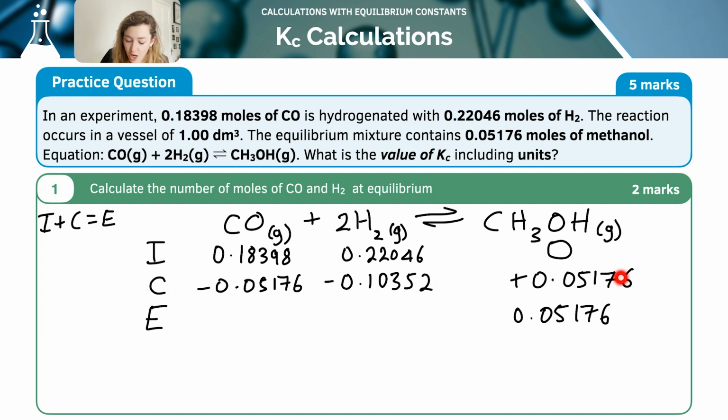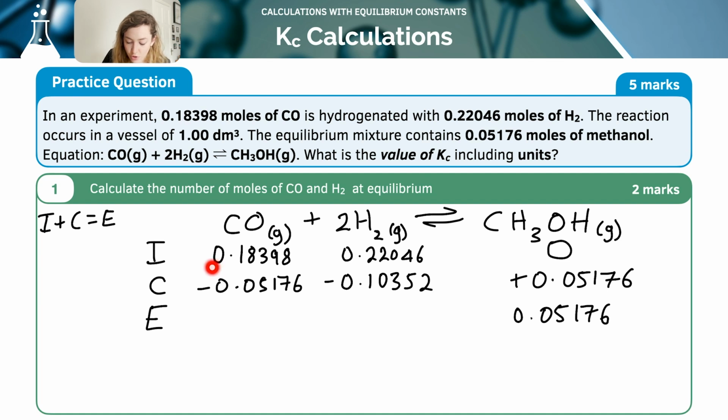So in the change row, the only way we change the numbers is using the stoichiometric number. If it's a 1-to-1 ratio, it's going to have lost the same amount. And because this is gained, this side must have lost. It can't be created nor destroyed. I can't have more CO appear out of nowhere. So it's lost it. And remember, I plus C equals E. So now I can work out my equilibrium moles of these two. And that's going to be really helpful.